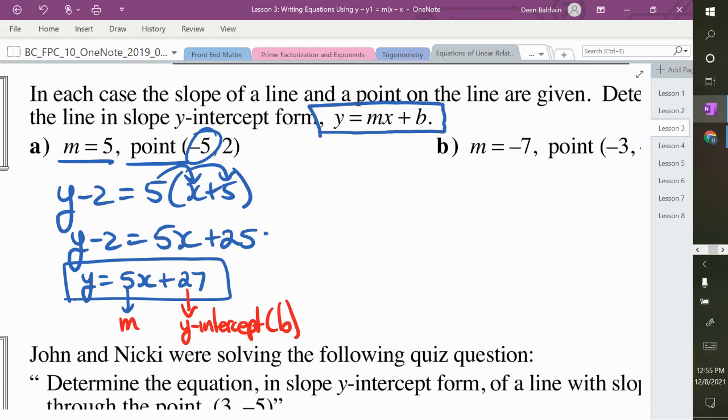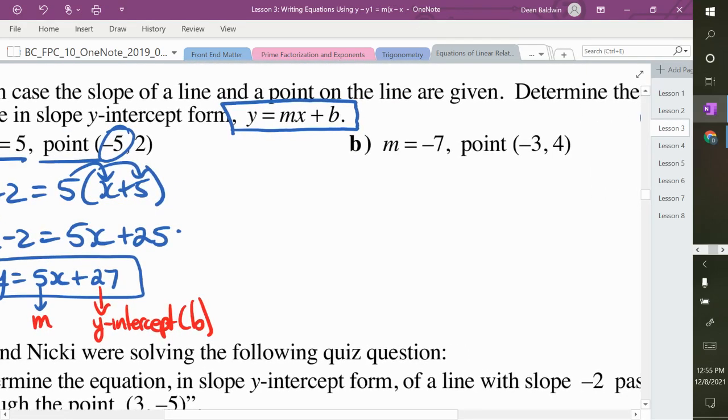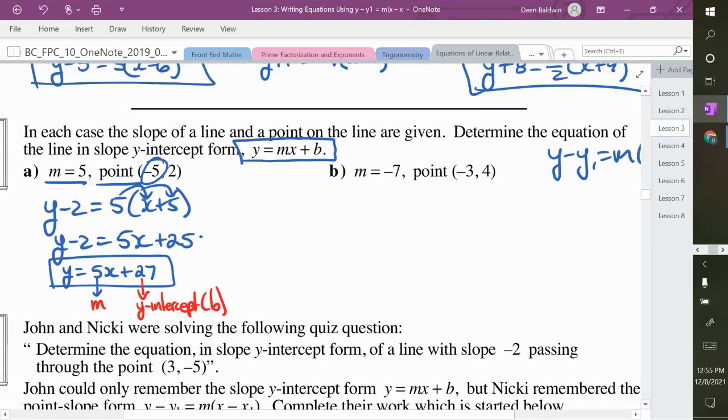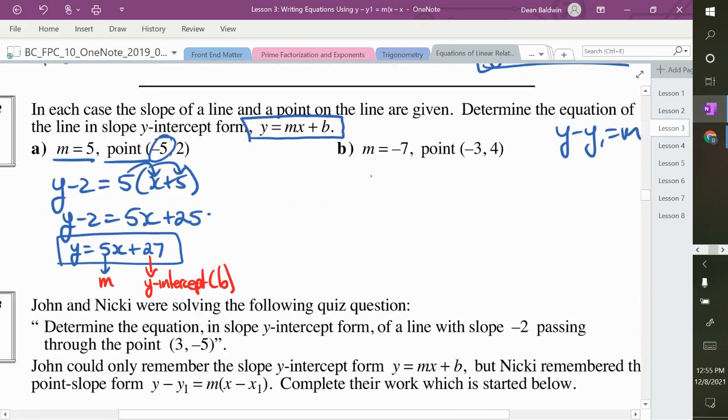All right. B. M is equal to 7. The point is negative 3, 4. Plug it into your formula. So I get y minus 4 is equal to negative 7, x plus 3. Can you convert it to mx plus b?